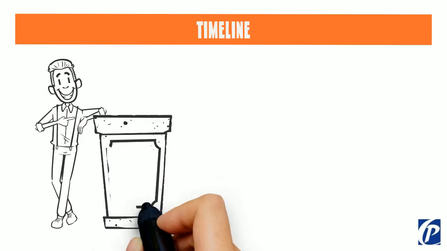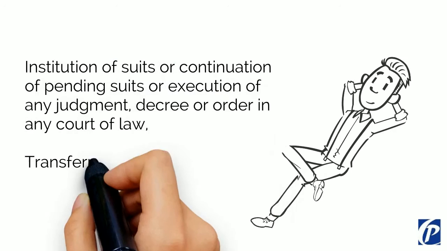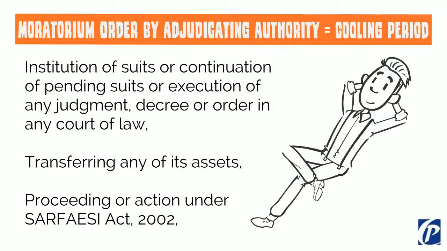Timeline: in case of fast track mode, the insolvency process will be completed within 90 days plus a 45-day extension. Moratorium order by the adjudicating authority equals a cooling period. During it, the following are prohibited: institution of suits or continuation of pending suits or execution of any judgment, decree or order in any court of law; transferring any of its assets; and proceedings or action under the SARFAESI Act, 2002.